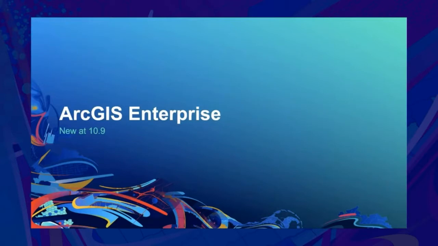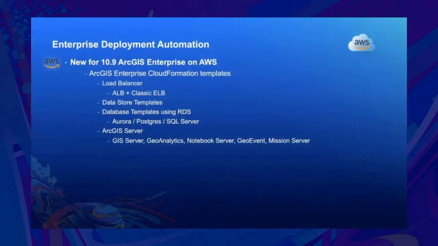We're really excited about the new enhancements and automation at 10.9. I'll review some of these briefly, but for a deep dive on these enhancements, please see the session Deploying ArcGIS Enterprise in AWS. First off, we have new CloudFormation templates in AWS. We now have templates to help you create an application load balancer or a classic ELB load balancer. There are also new data store templates for various architectures that you may have. There's one for a single machine data store and an HA data store in either standby mode or a cluster.